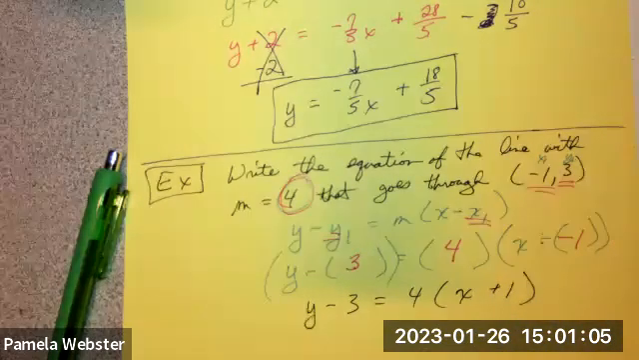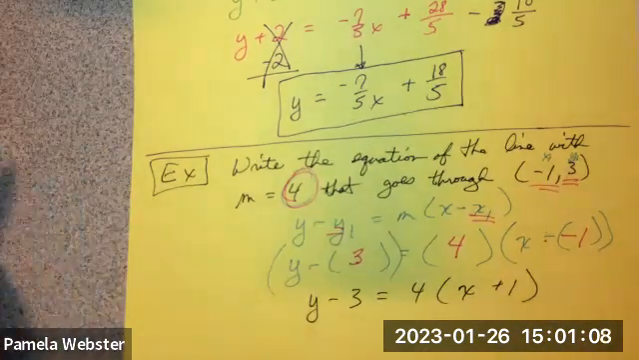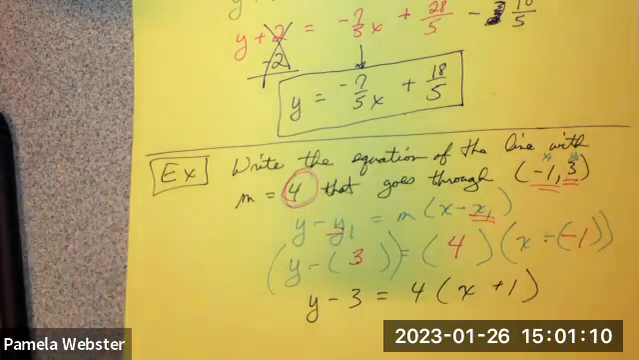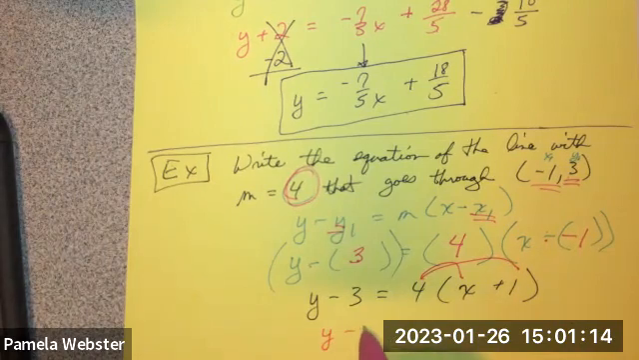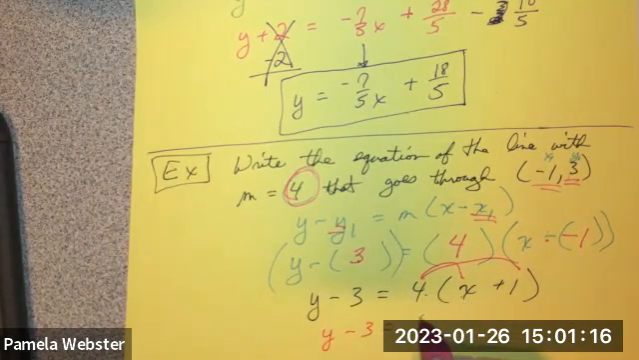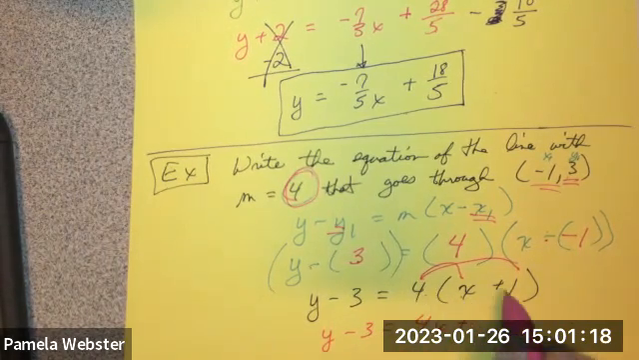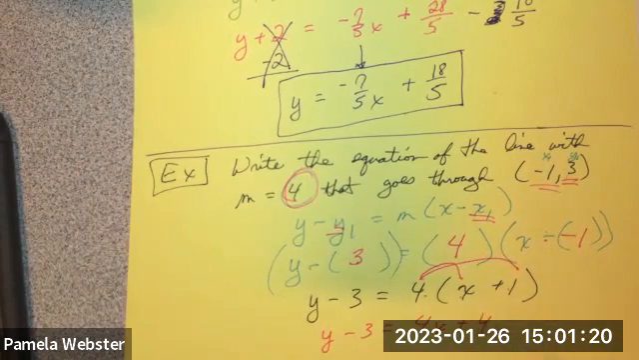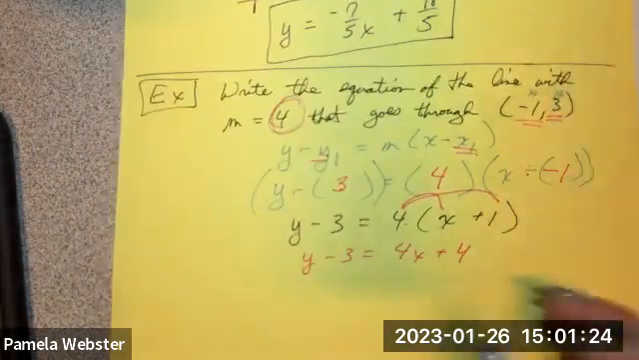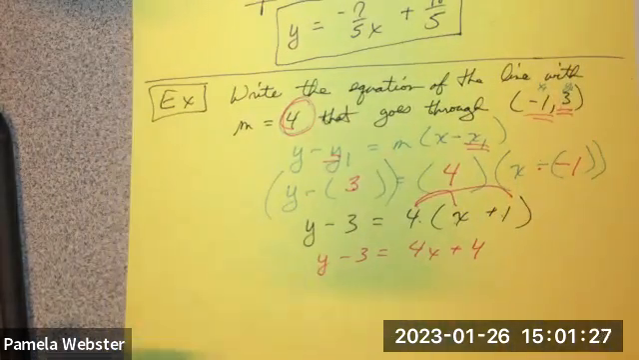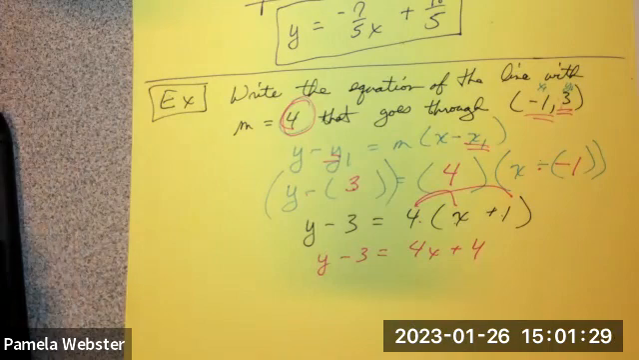And now we have something we can work with, right? We've got all these things plugged in. Now I need to just solve for y, basically. So I'm going to distribute first. Y minus 3 equals 4 times x is 4x. 4 times 1 is 4. So work through this at your own pace. If you need to slow down, you can slow down. If you need to pause the video, pause the video. I'm just kind of running through it because I feel like we know how to solve for y. So I'm just going to move on.